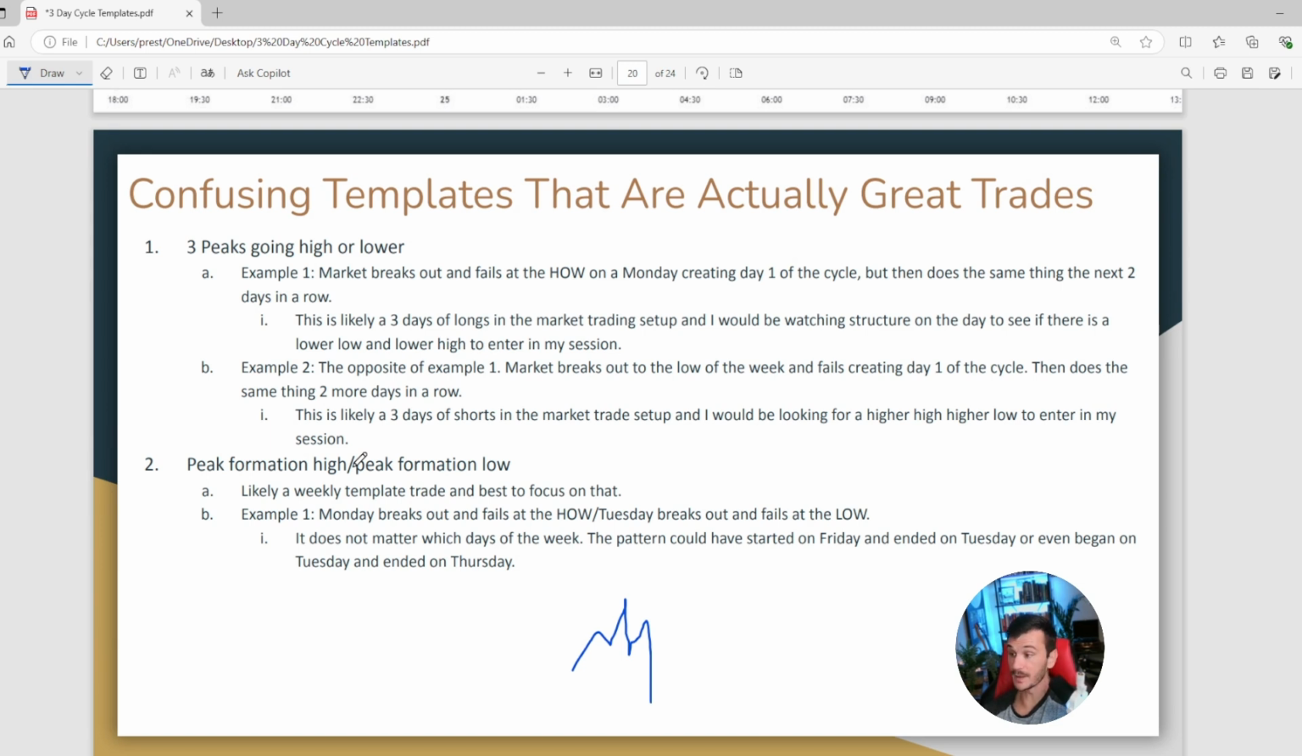This is actually one of the examples that we looked at earlier in the slideshow where Monday had made the low, Tuesday had made the high, and then Wednesday maybe the trade, or it could extend all the way over to the next day. And it actually doesn't matter what days of the week. It could be a Friday, Monday, Tuesday. It could be a Monday, Tuesday, Wednesday. It could be a Tuesday, Wednesday, Thursday. It doesn't matter what days of the week, as long as those peak formations are made at opposite ends of the week.